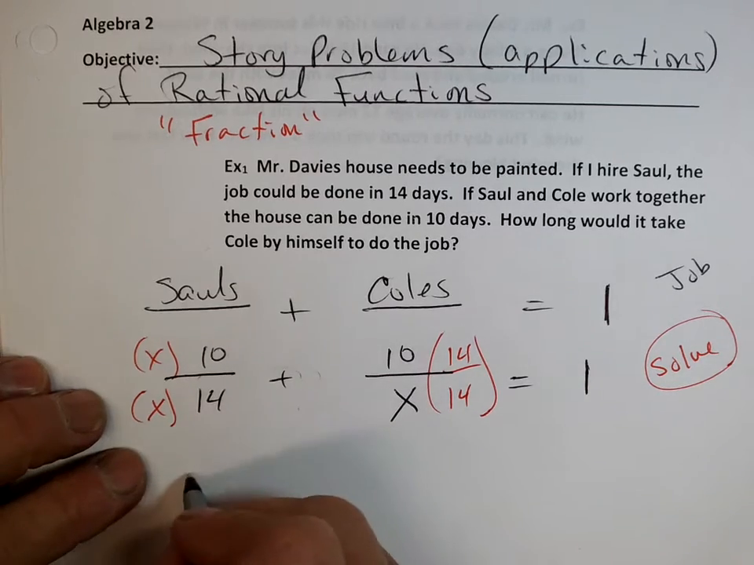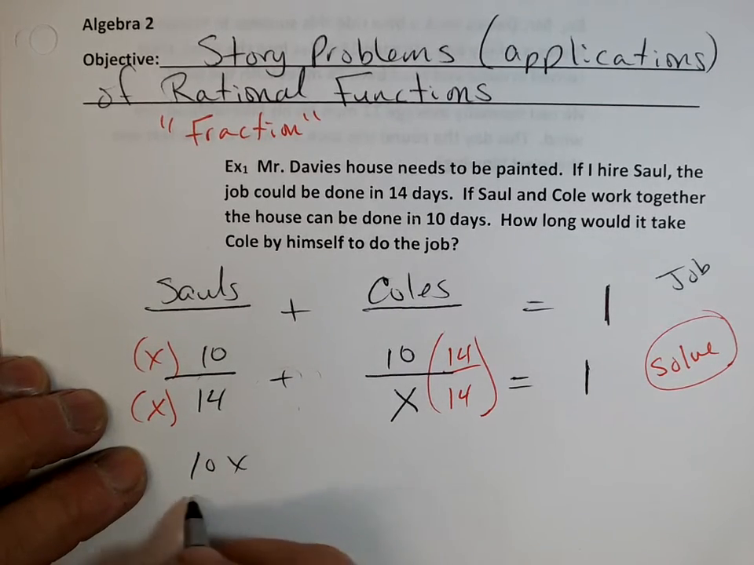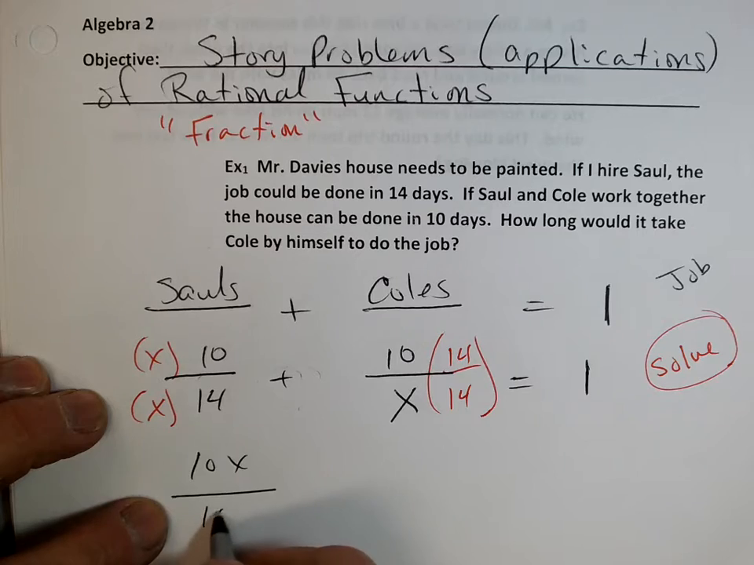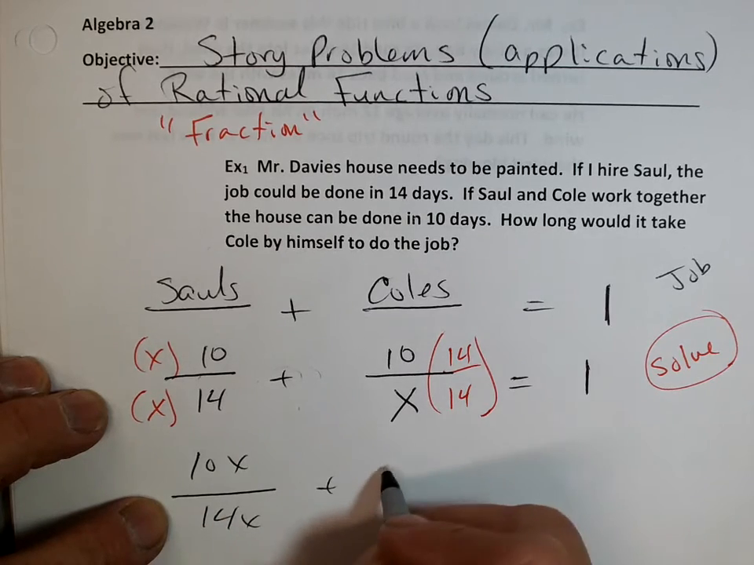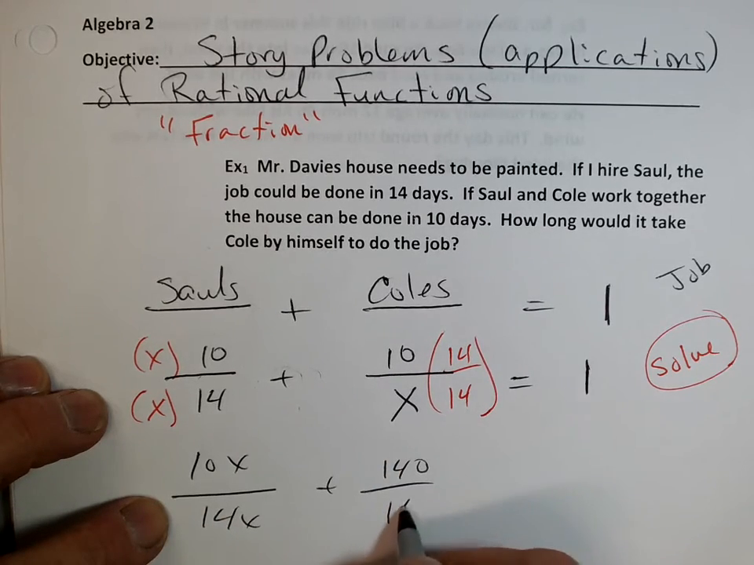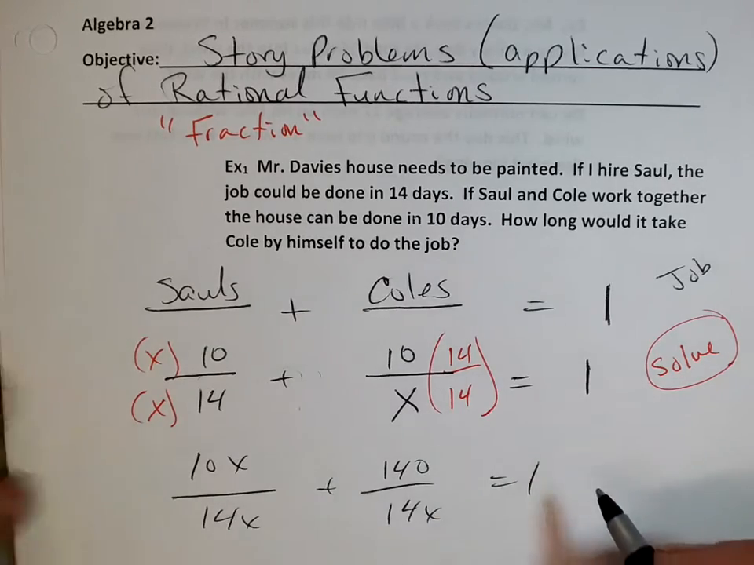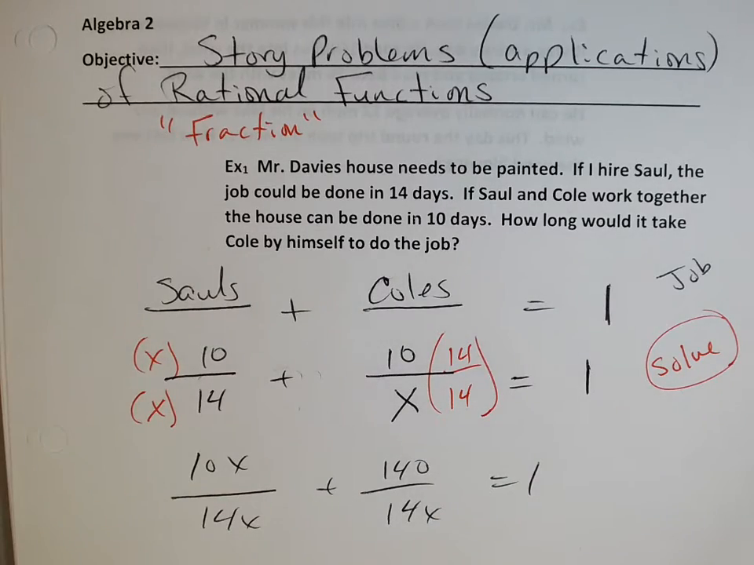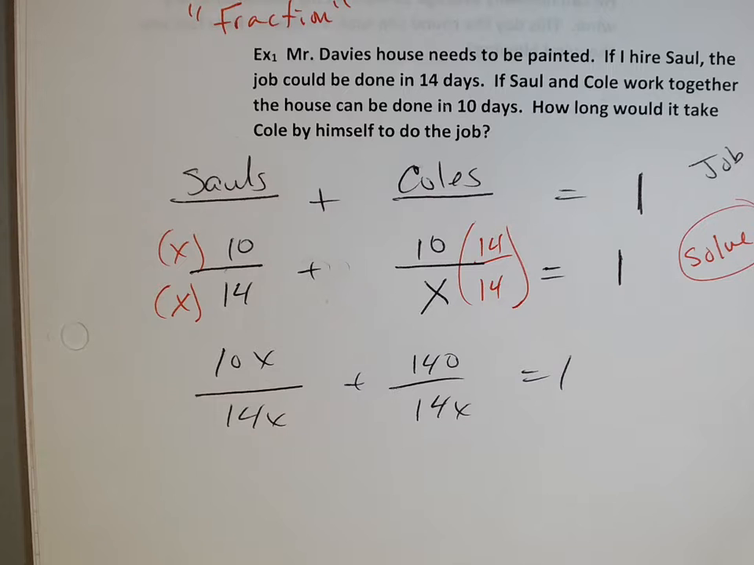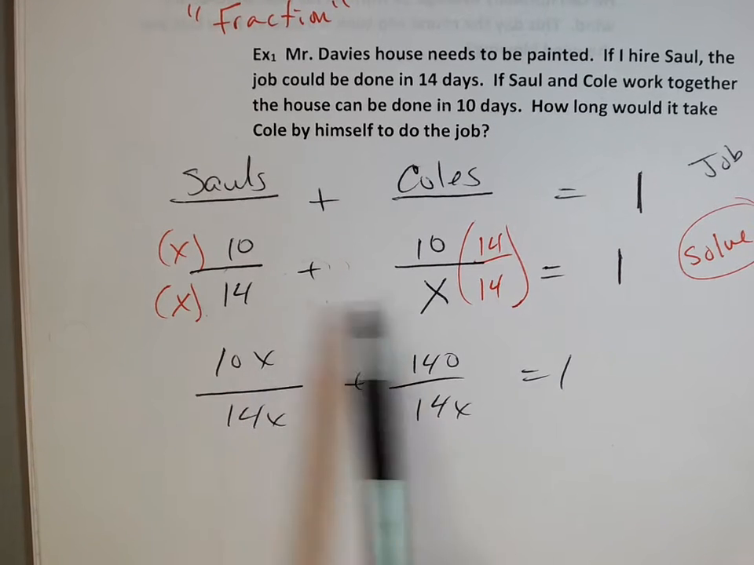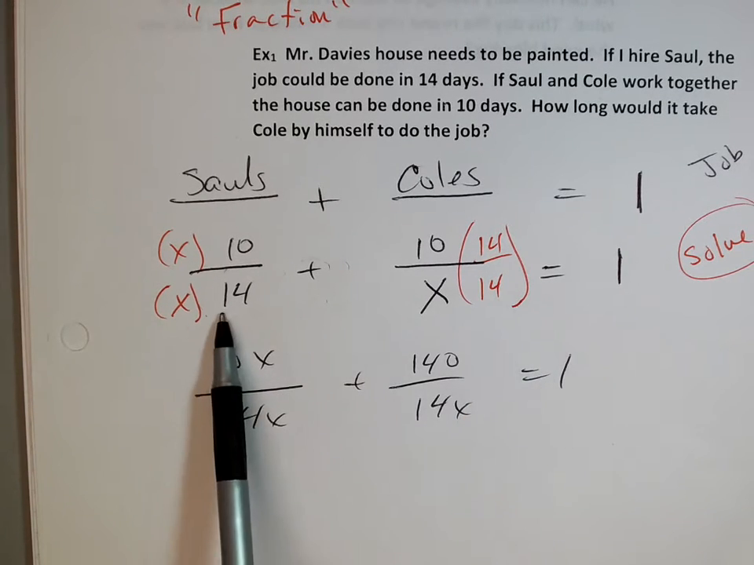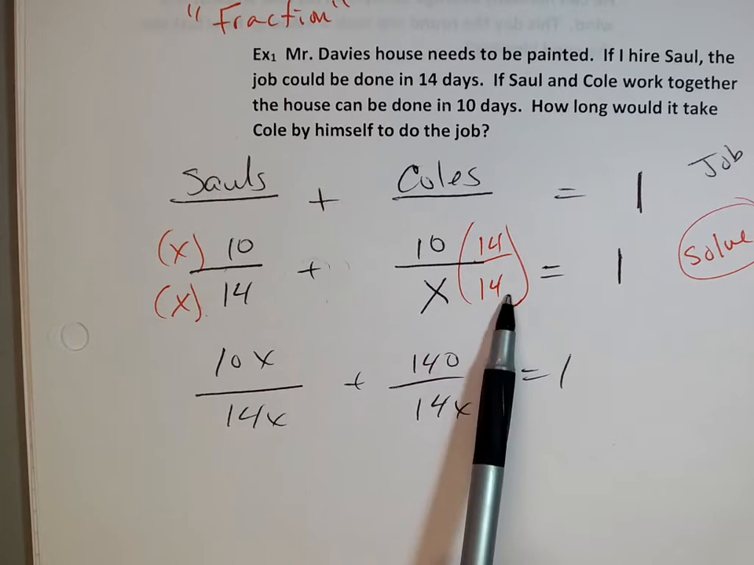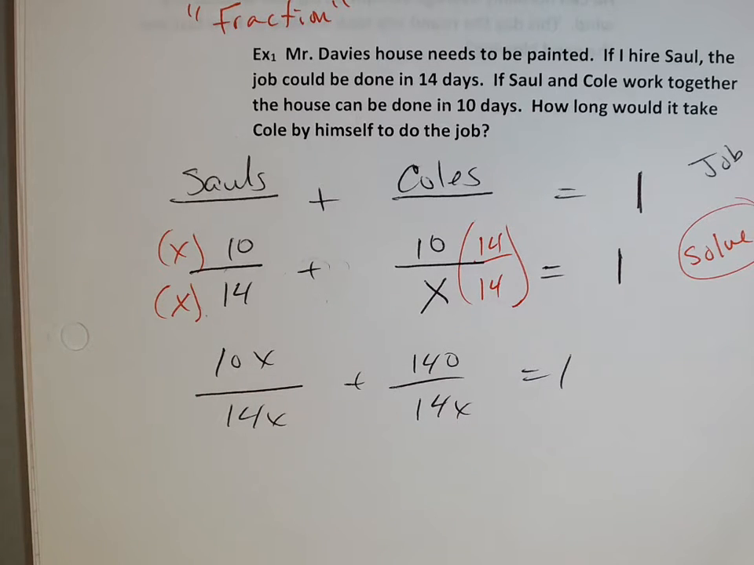So then I've got 10x over 14x plus 140 over 14x equals 1. I just got a common denominator. I said, what does this one have that this doesn't, and vice versa? This fraction needed an x, and this fraction needed 14, so we have a common denominator, 14x. Thumbs up?